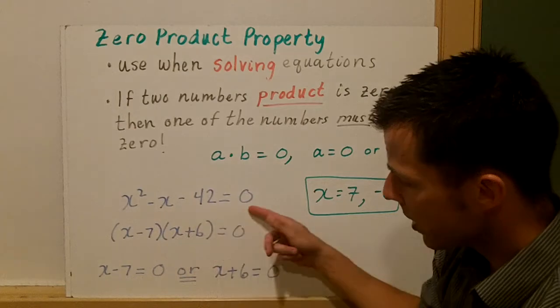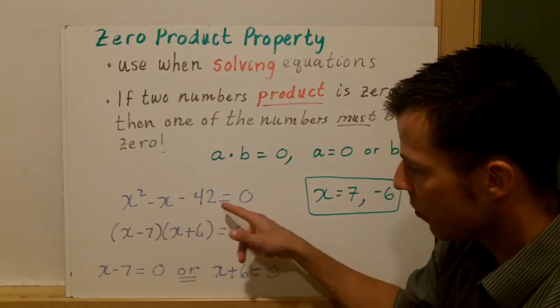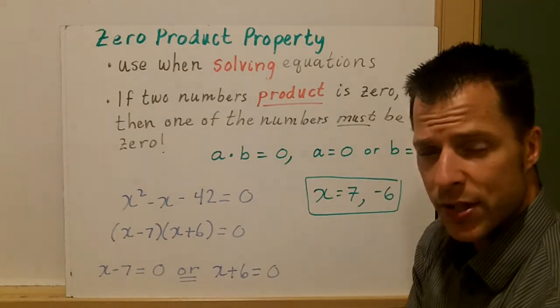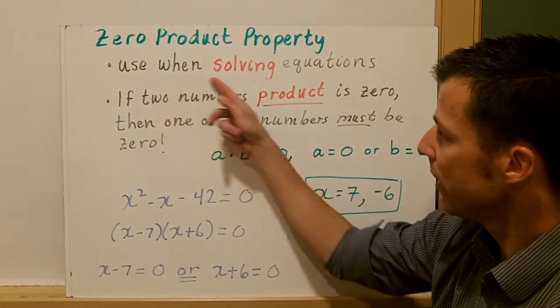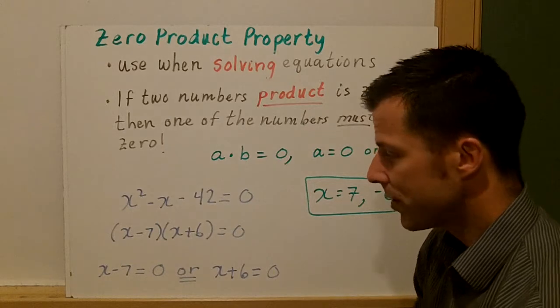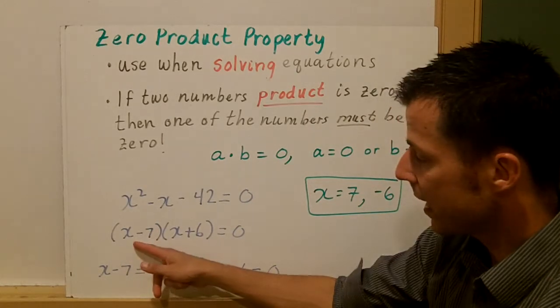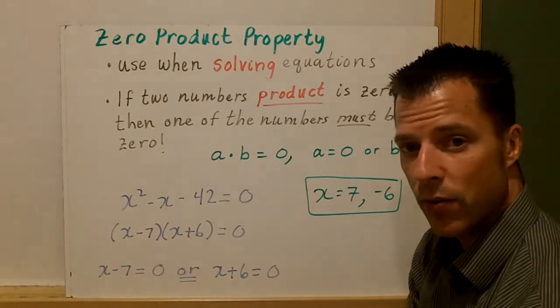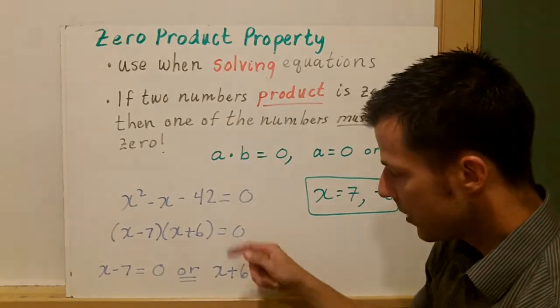Well, I put an equation. I said x squared minus x minus 42 equals 0. So this zero product property is going to come into play when we solve quadratics. I just start by factoring the left side, and I get the quantity x minus 7 times the quantity x plus 6, and that equals 0.